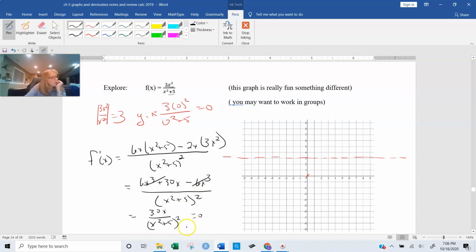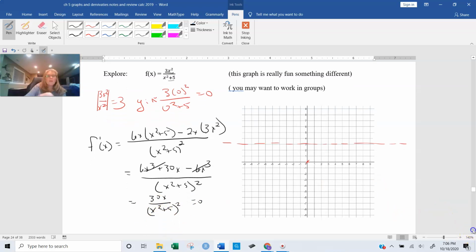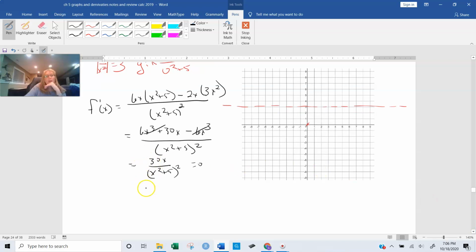Well, this is going to equal 0 at 0, right? Because we set the numerator equal to 0 because the denominator cannot be. So you're really taking 30x equal to 0 means x equals 0, which is weird. That was my y-intercept. So let's plug in 0. So let's check -1 and 1.